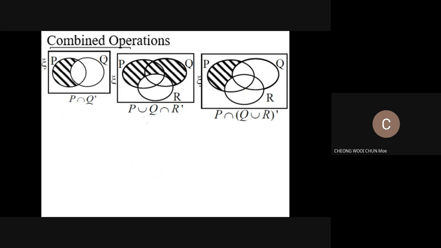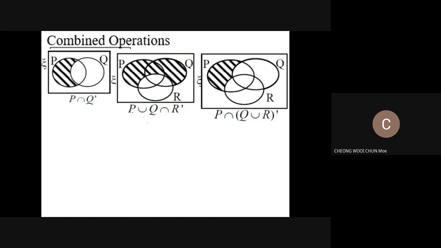Then combined operations means what you learned in union, intersect, and complement all used inside. So we look at the diagram. P intersect complement of Q. You look at the complement of Q, which is outside, but it must intersect, touching P. This one is understanding. Some can catch this, very good. If you cannot, then you must use the method I teach you later on.